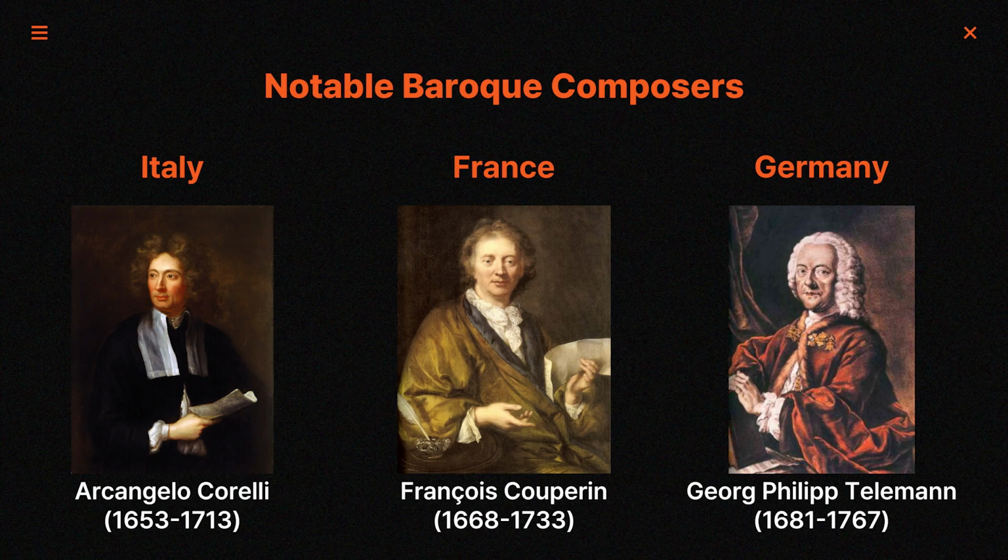Telemann was a very prolific composer, writing more than 3,000 pieces, including operas, passions, church cantatas, overtures, concertos, and chamber music.